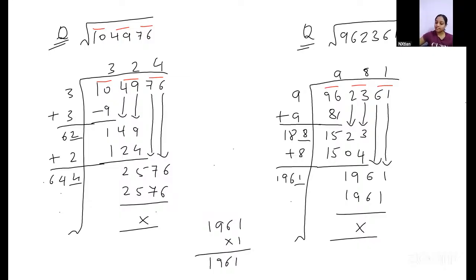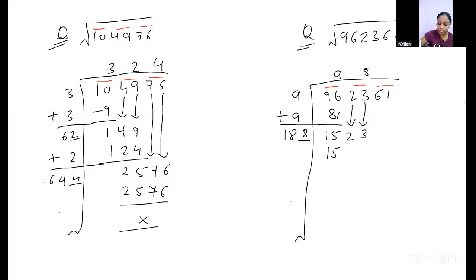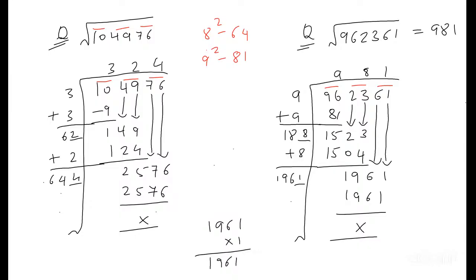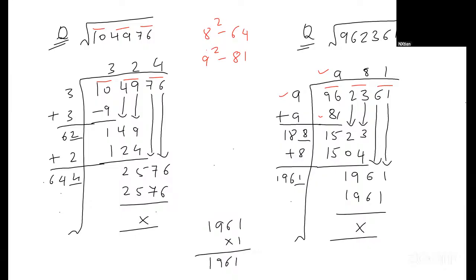Now for 96, I have to find a number that when I take its square, I get a number that is either 96 or lesser than 96. When I tried 8 square, I was getting 64, which is way less. 9 square I did, and I got 81. So I took 9. I wrote 9 here. 9 times 9 is 81. From 96, I subtracted 81 and I got 15.